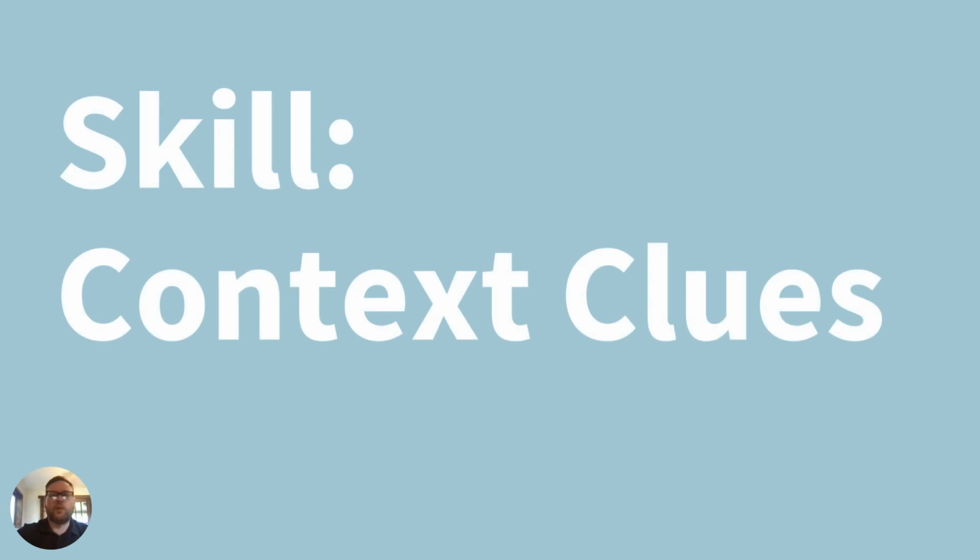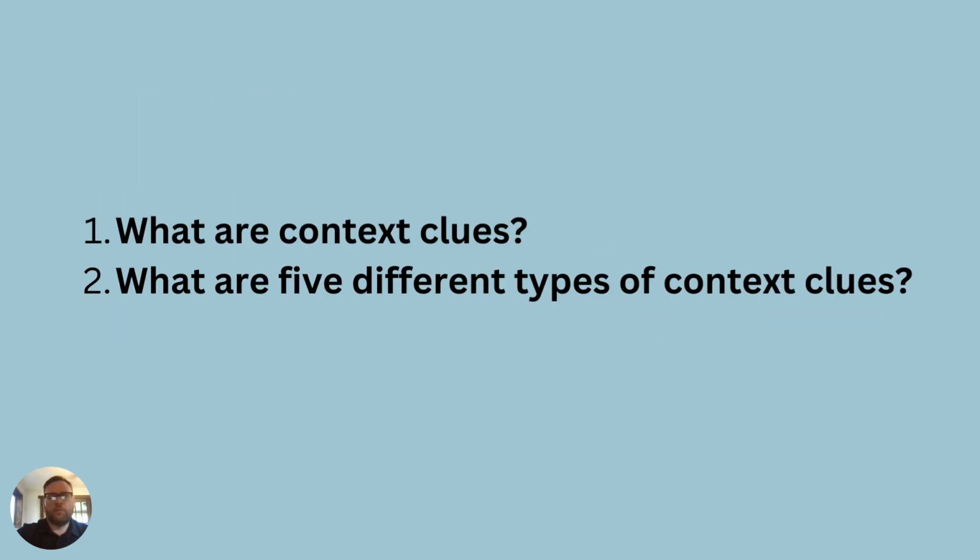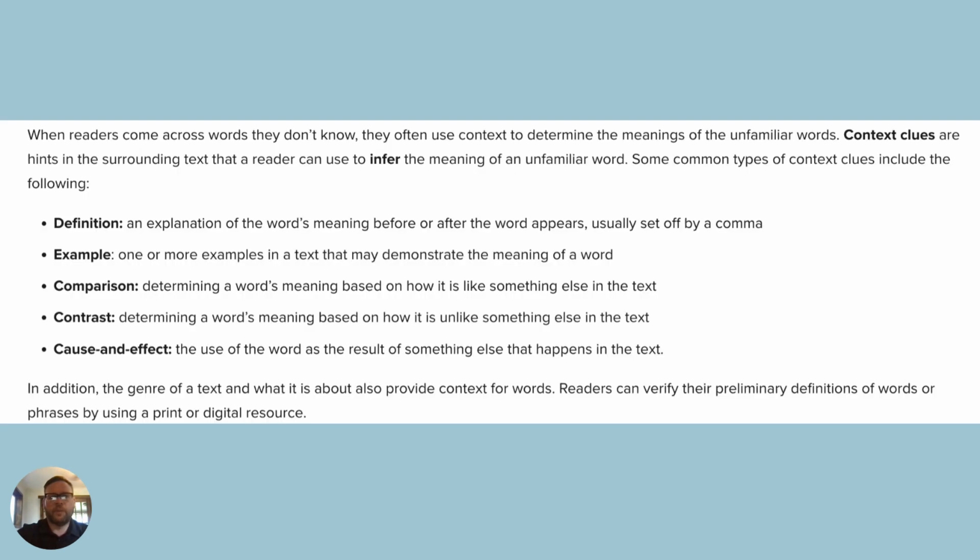In this skill lesson, we are learning about context clues and then applying this skill to Franz Kafka's The Refusal. But let's start with a couple of questions. First, what are context clues? And more specifically, what are the 5 different types of context clues? If you go back to tab 1 and read the introduction, you'll find the answers.